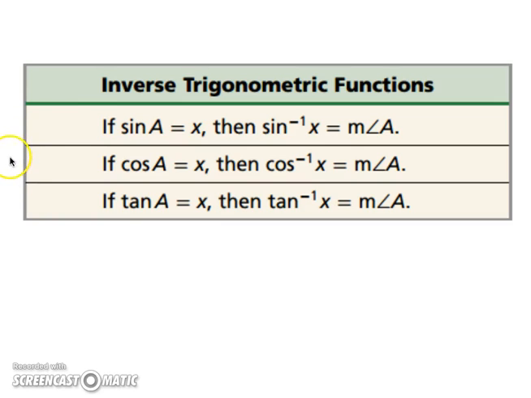Inverse trigonometric functions. You use inverse trigonometric functions when you're trying to find the measure of an angle. So, if the sine of A is x, then the sine inverse of x will in fact give you the measure of that angle, in this case the measure of angle A. The cosine inverse of x will give you the measure of angle A, and the tan inverse of x will give you the measure of angle A. So once again, you use inverse when you are trying to find the measure of an angle.